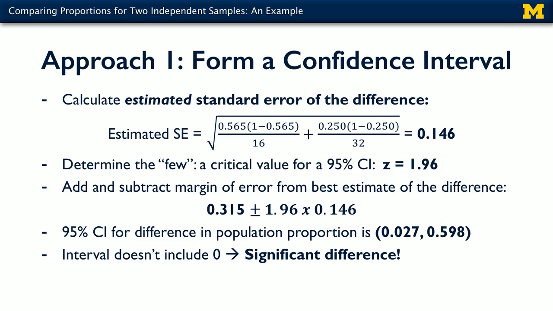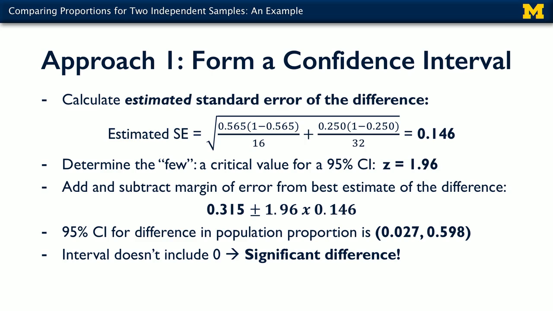The resulting 95% confidence interval for the difference in the population proportions is 0.027, 0.598. So again, we see a case where the confidence interval for the difference in the proportions does not include 0, which would correspond to our null hypothesis. That would mean that the proportions are not different from each other if their difference was 0. And based on this 95% confidence interval, 0 just doesn't seem like a plausible value.